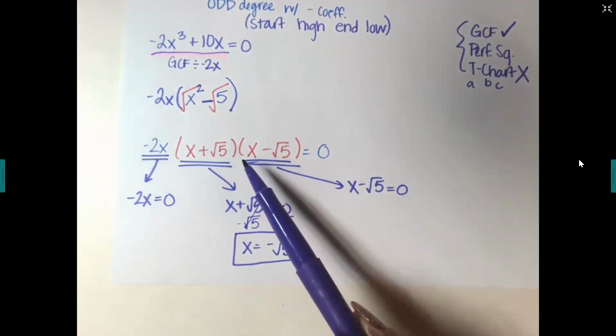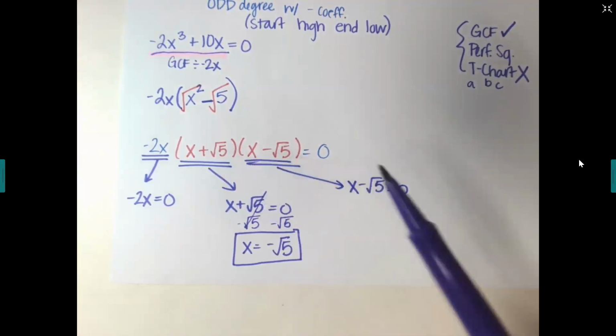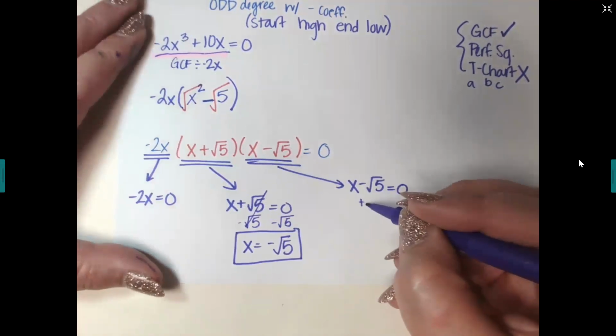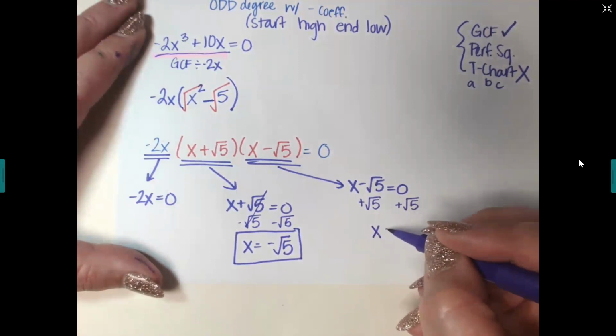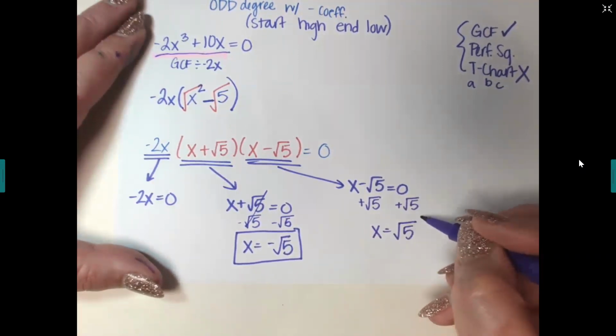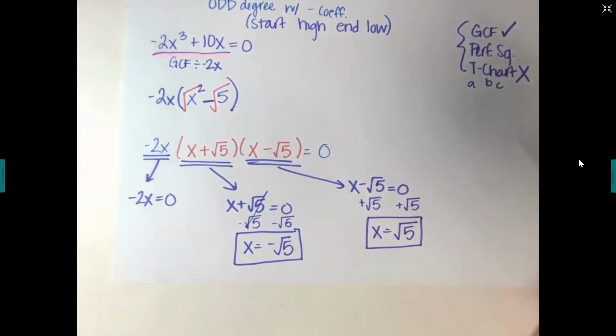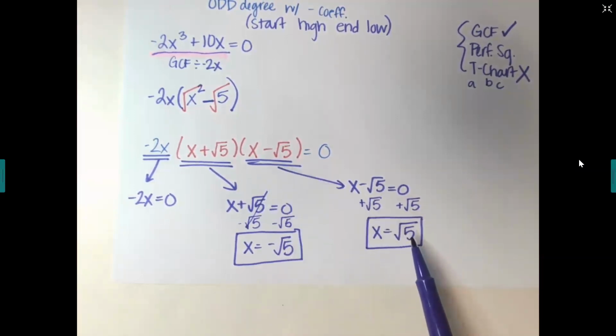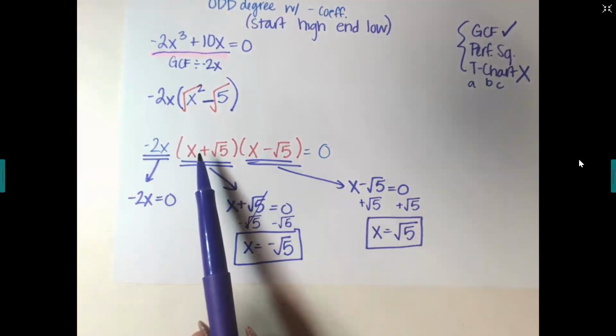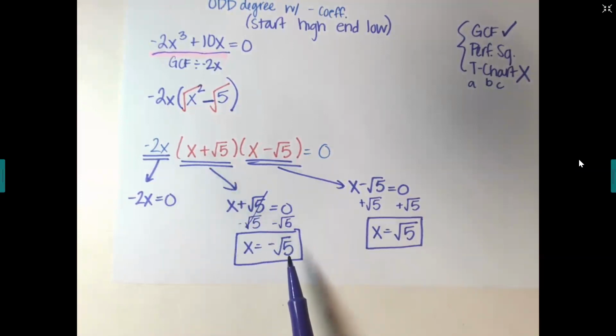Which means on this one, if it's an x minus root 5, then when I add the root 5 across, my answer should come out to be positive. Okay, so if it starts off as a minus in the parentheses, your ending answer should be a positive. If it starts off as a positive, it should end up to be a negative.